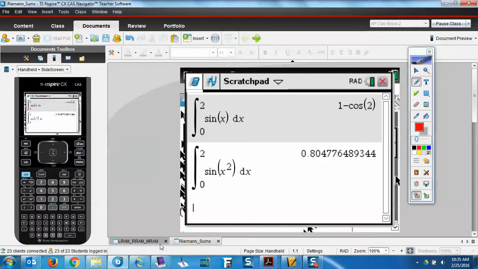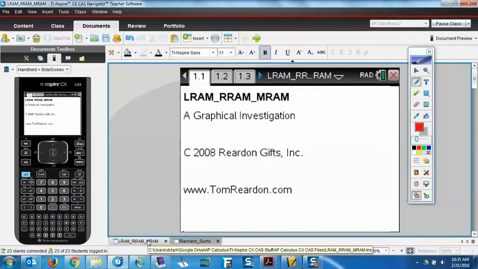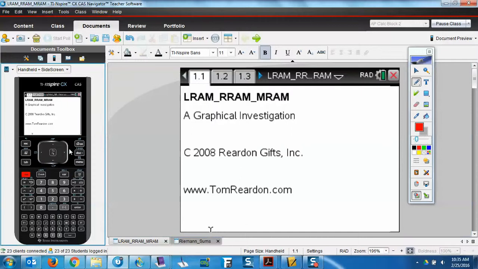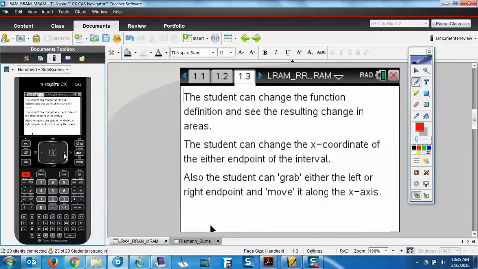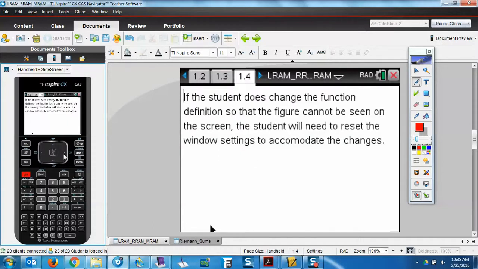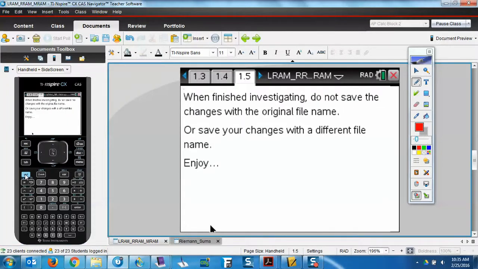Okay? All right. So if we go to that document I sent you, the LRAM, RRAM one. Now I sent you this. We're not going to do anything with it. This is for you to play around with. If you're a visual person and it helps you to look at this and drag things around, then that's why I gave it to you. So if we go to the next page, control right arrow, you can read those things. It's just telling you that you can play around with these things, change the function, do different things, and then it says enjoy.